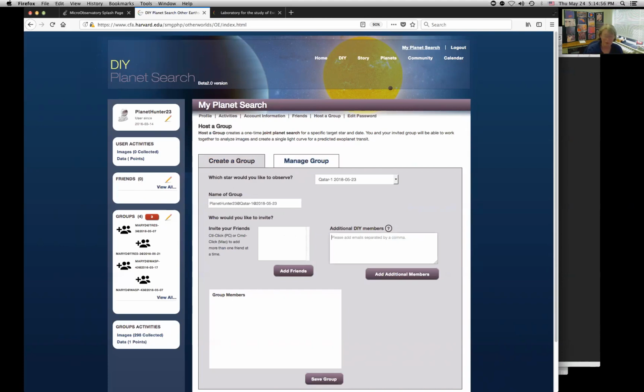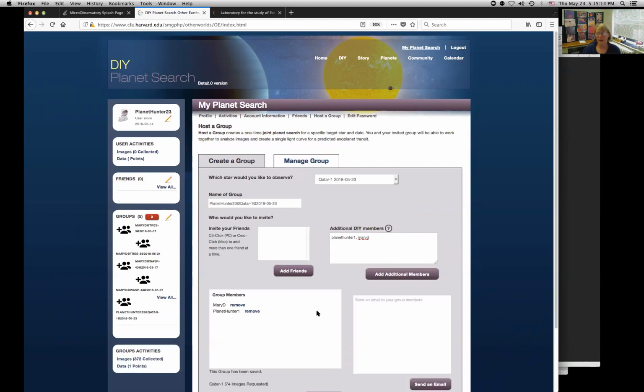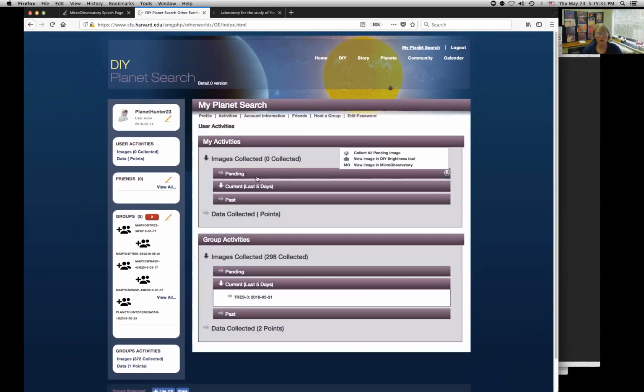So if I wanted to add Planet Hunter and I want to add Mary D. Okay, so those are now my group, and now those people are going to have a little flag telling them that I've invited them. So that's how you do group, allowing a group of people to all work on the same graph. But if you just want to work on your own graph and publish it, you can do that as well.